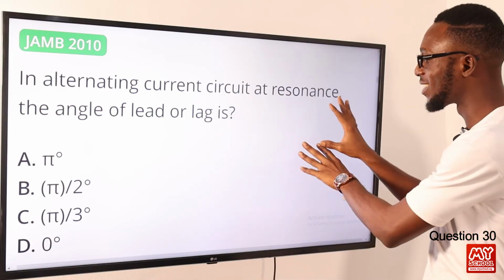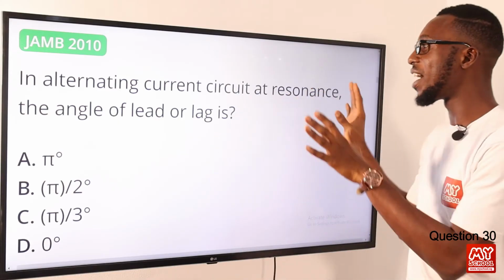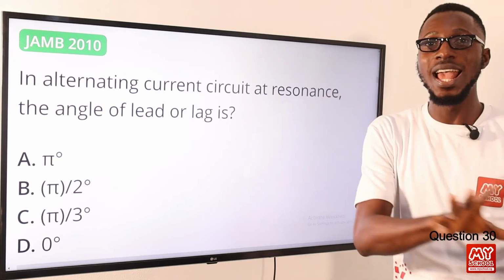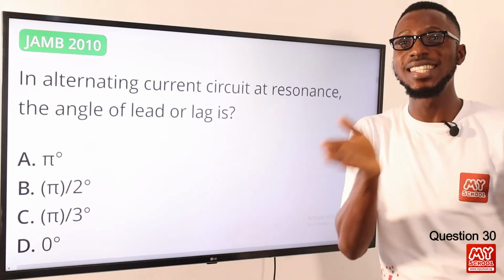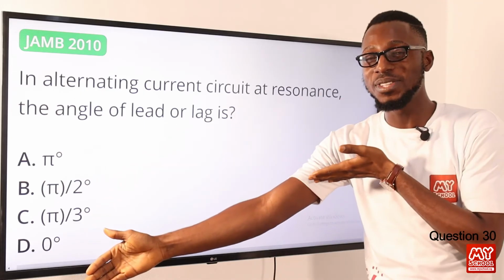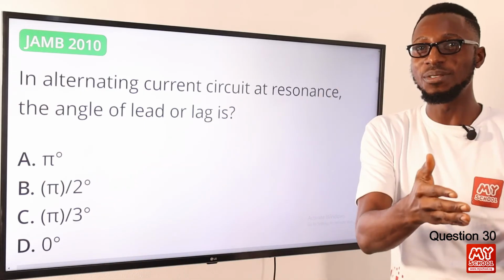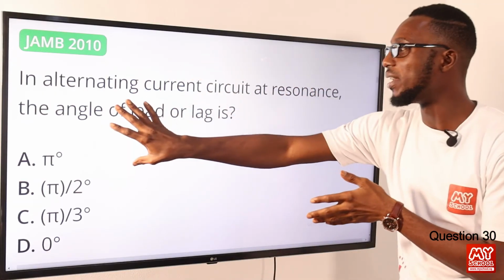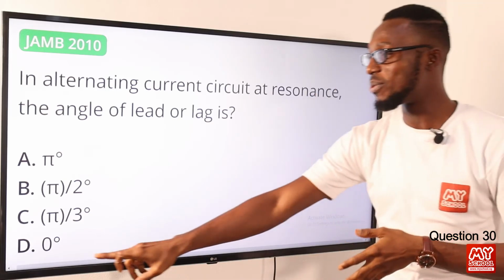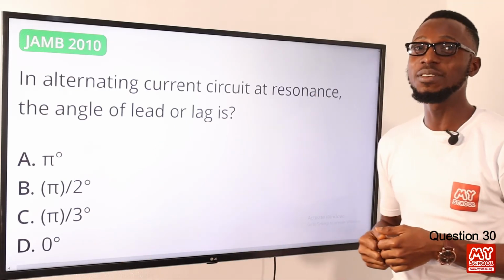Now in resonance, the effects of their reactances, that is the inductors and the capacitors, cancel each other out. That is 90 minus 90. Do you see that now? That equals 0. So in alternating currents at resonance, the angle of lead or lag is 0 degrees. So the correct option is option D, 0 degrees.